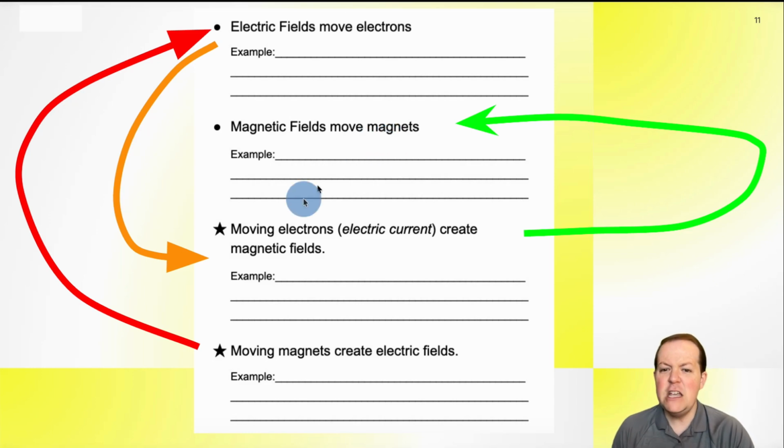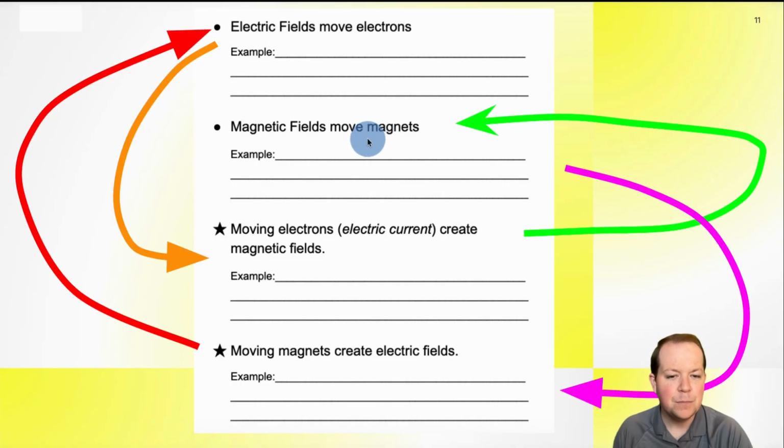Okay, so notice each of these steps so far have connected with another step. A moving magnet makes an electric field, that moves electrons, that creates a magnetic field. Magnetic fields are then going to move magnets. And what's going to happen when I move a magnet? I'm back where I started. A moving magnet creates an electric field.